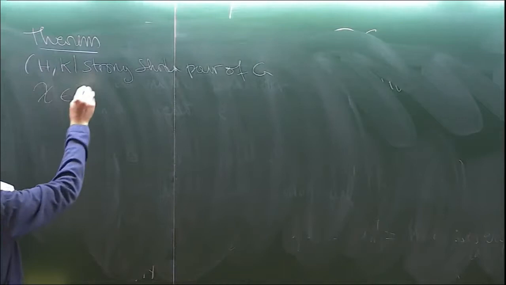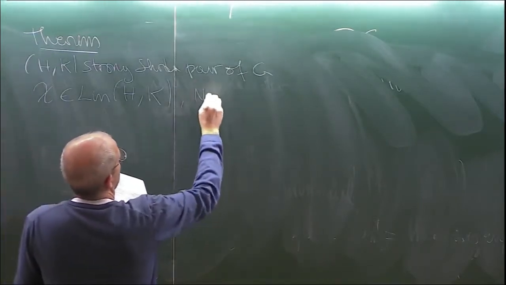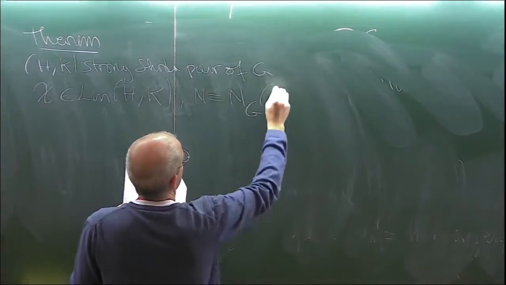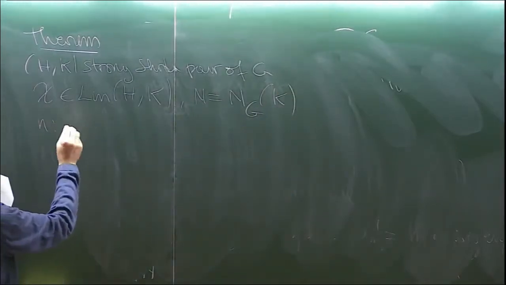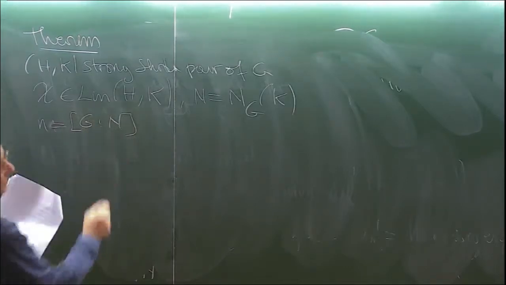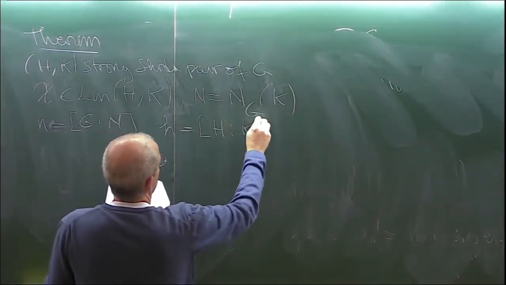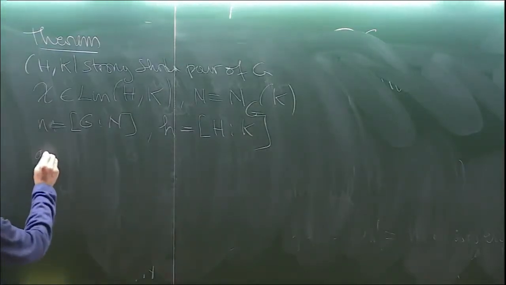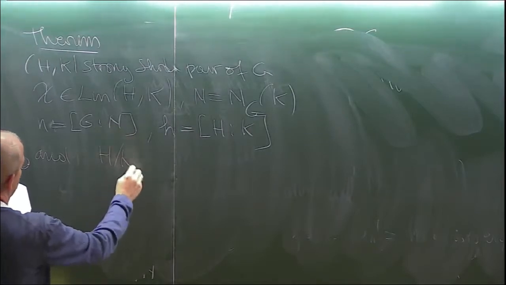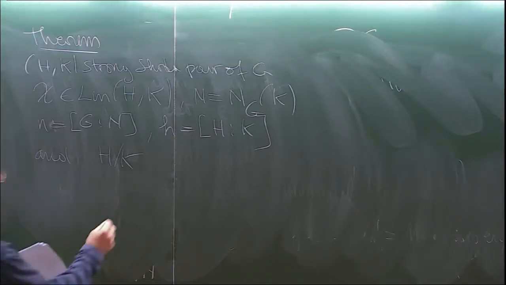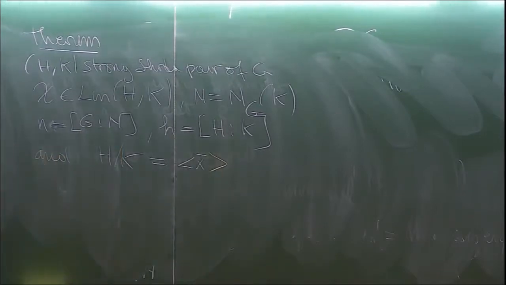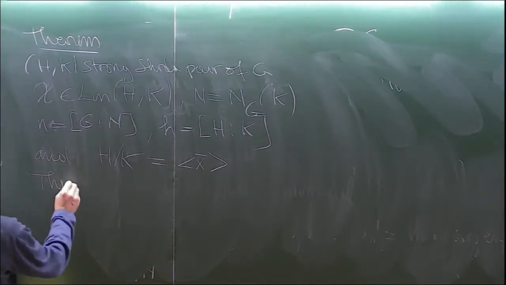Chi is the linear character in (H, K) that exists. Now we know. I take N, the normalizer in G of K. I take the index of N in G, I call this little n. Then we have the index of K in H, I call this h. And the group H over K we know here is cyclic. So I choose a generator, and let's say it's the coset of x. By x bar, I denote the coset. Okay, with all this data, one can then prove the following.